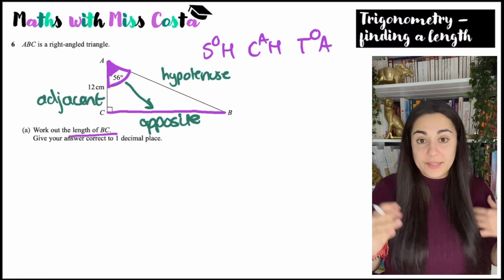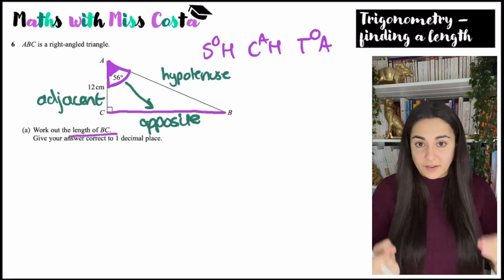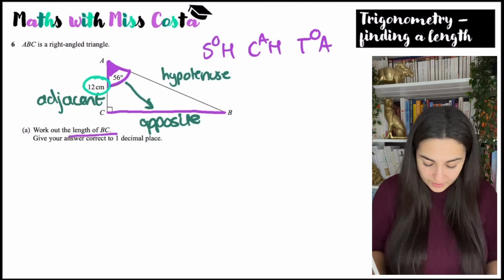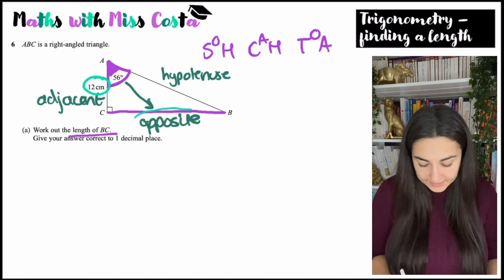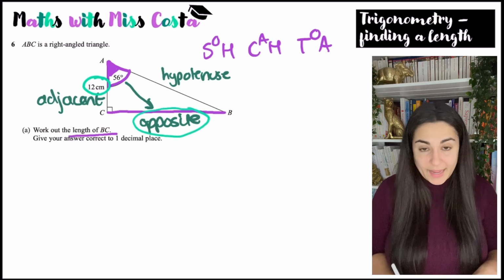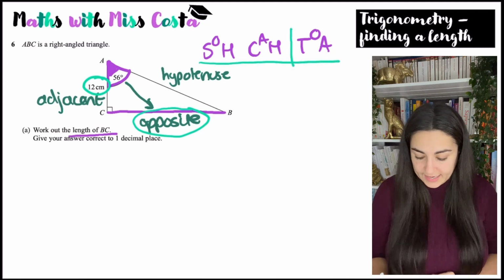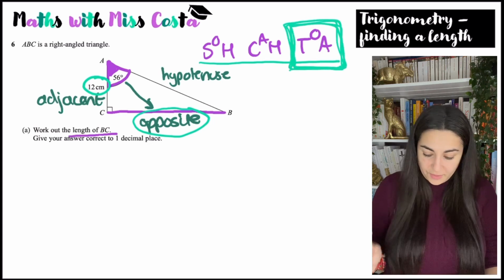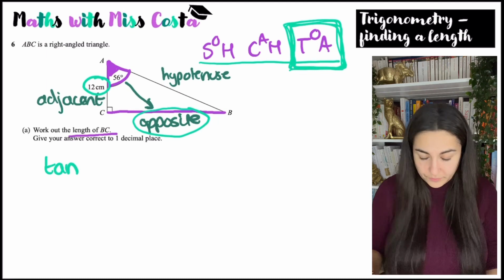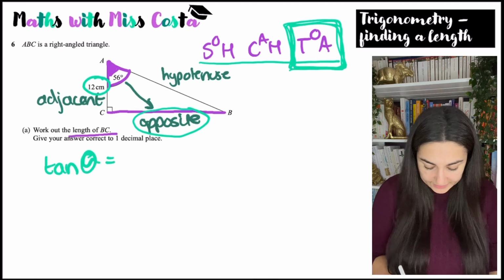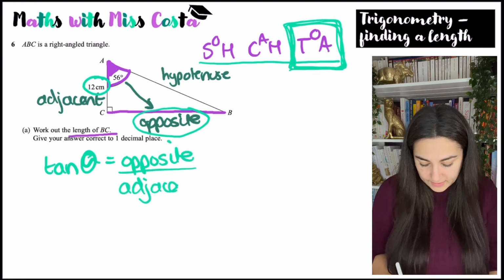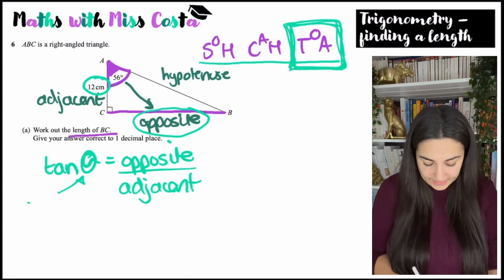Now to determine whether we use SOH, CAH or TOA, we just look at which sides we're using. We have been given the adjacent side, which is 12, and we're trying to work out the opposite side. So we're using O and A, the opposite and the adjacent. Look at SOHCAHTOA, which one uses O and A? It's this one here. That's how you determine which one you use. Then I write out the full formula: tan theta is opposite over adjacent.